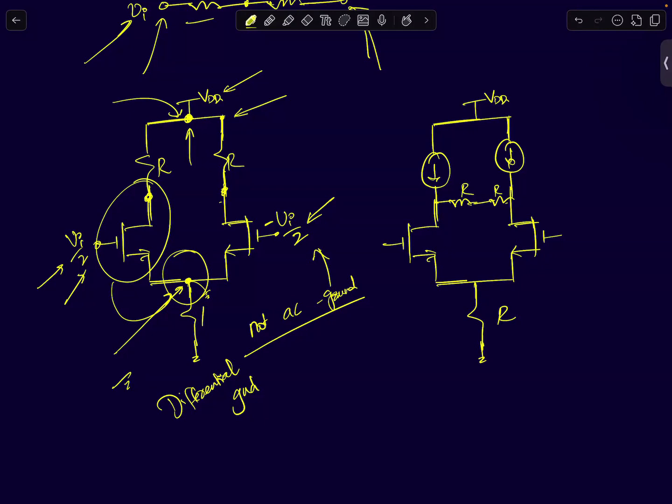Now let's analyze the second circuit here. In this circuit, can you tell me how many AC grounds are present? When I say AC ground, I'm referring to both common mode and differential grounds. It can't be just one of them. How many pure AC grounds are there in the circuit? Ignore channel length modulation. Assume the circuit is perfectly symmetric.